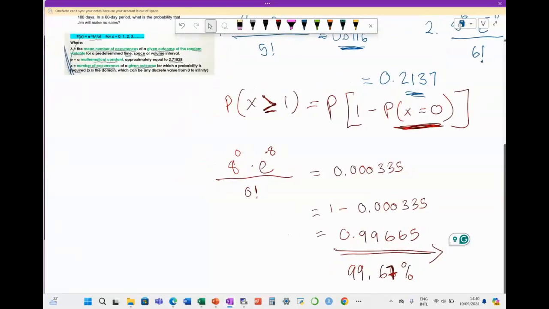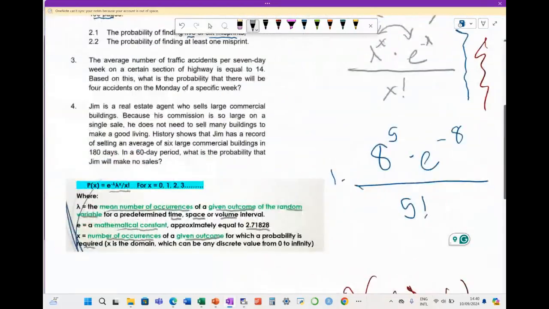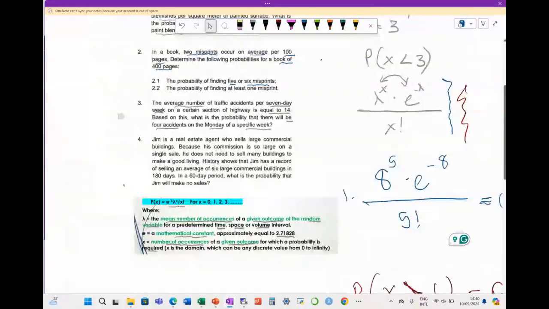So now we're done with the second bit. These ones are slightly shorter. So let's see what we're saying in question 3. The average number of traffic accidents per 7-day week on a certain section of highway is equal to 14. Based on this, what is the probability that there will be 4 accidents on Monday of a specific week? Okay. So again, the first thing we want to calculate is our average.